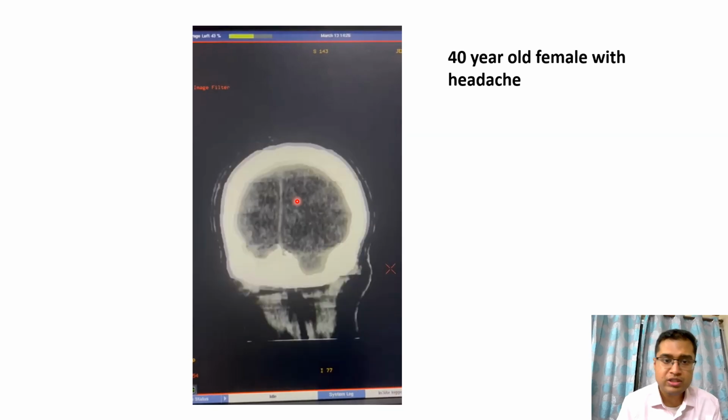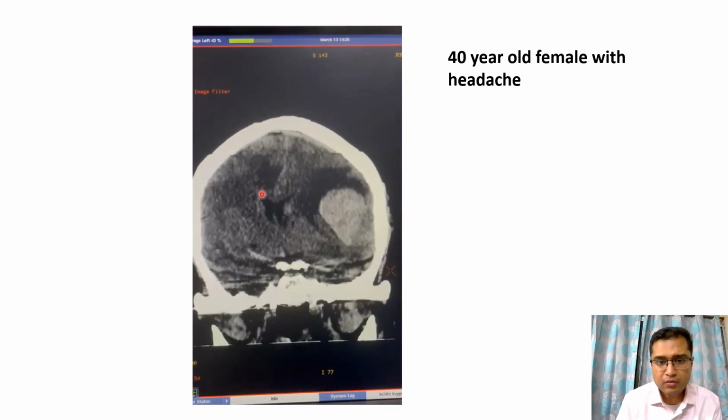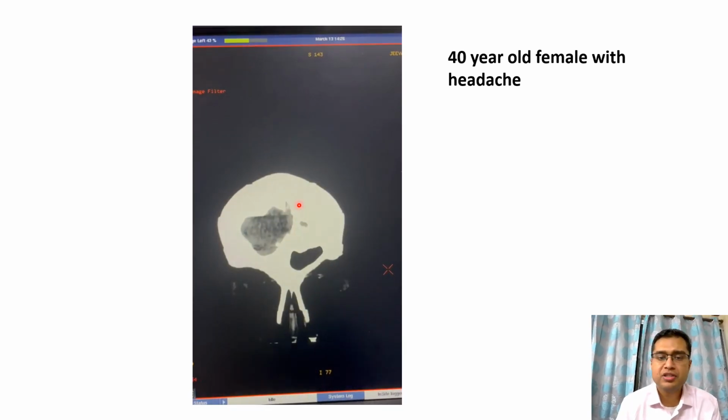This is a large lesion causing midline shift to the right. Multiple variable size lesions. These are definitely metastatic lesions, and these were hemorrhagic mets. Asking further questions, she gave a history of malignant melanoma of the vagina. She was being treated for that.